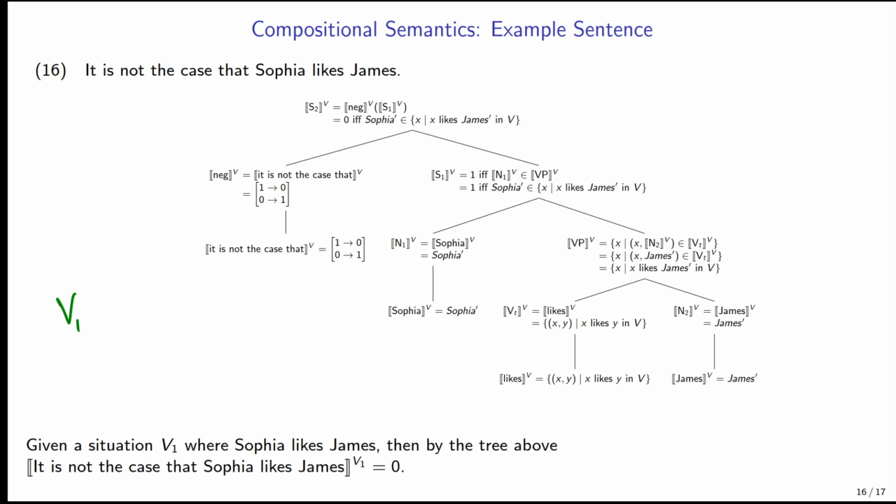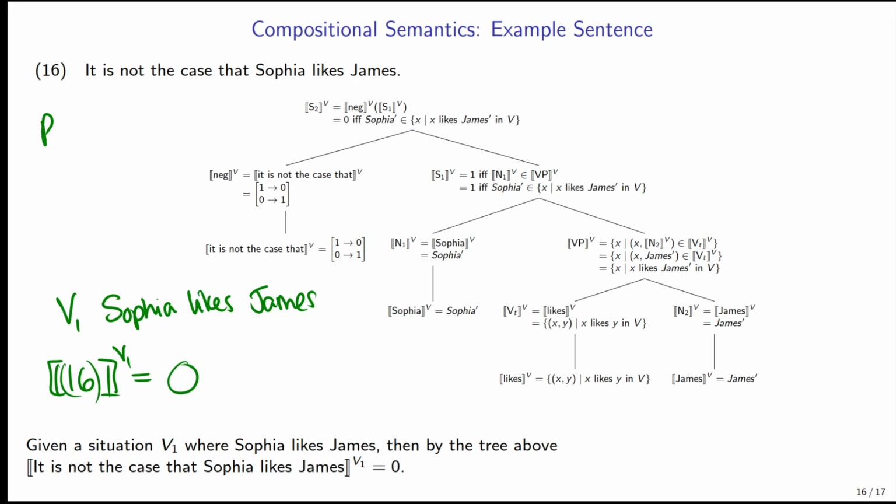So imagine we have a specific situation V1 where it is the case that Sophia likes James. So we can ask ourselves then, is this sentence, 16, true or false? Well, this says it is not the case that Sophia likes James. So it's false if Sophia is in the set of X such that X likes James. But our situation V1 says that Sophia does in fact like James. So this sentence comes out to be false.